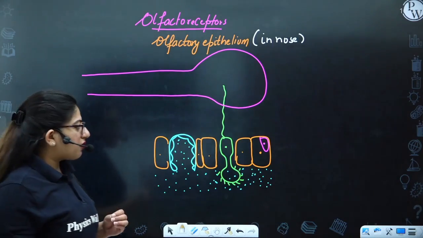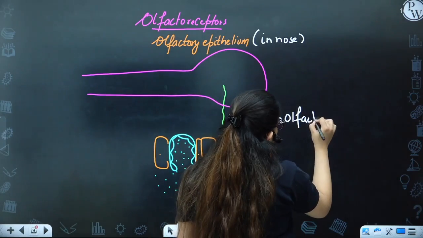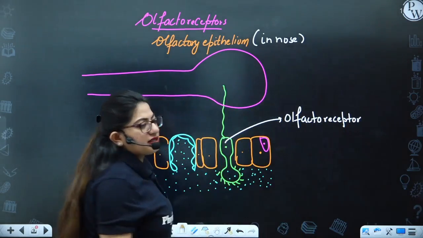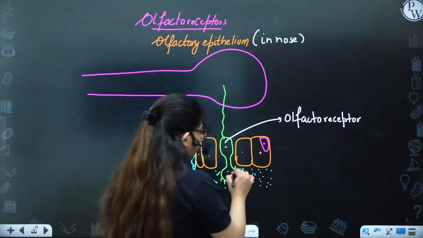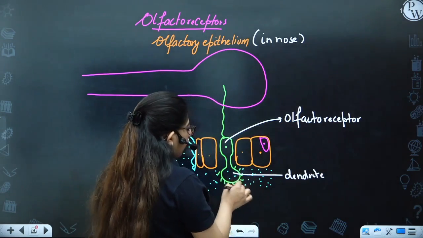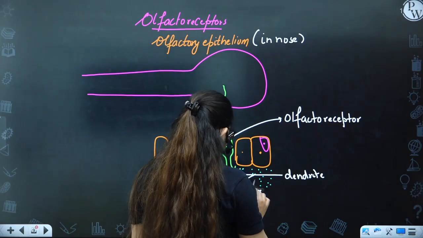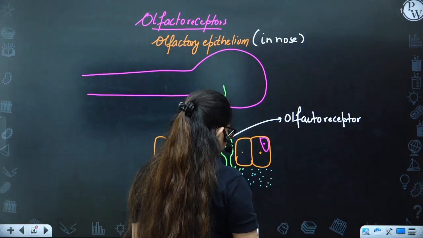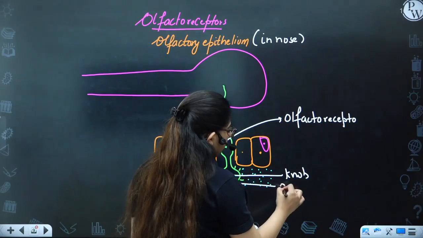What are these? First of all, a very important cell, which is a sensory cell, the olfactoreceptor cell. At one side it is innervated by this sensory neuron, and at another side it has this knob-like structure, which contains small dendrites. This is the knob-like structure, and these small hair-like structures are dendrites.